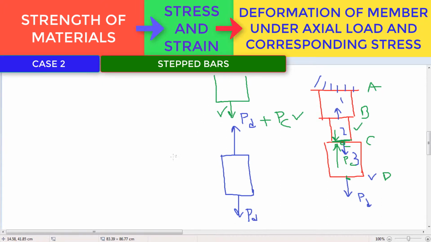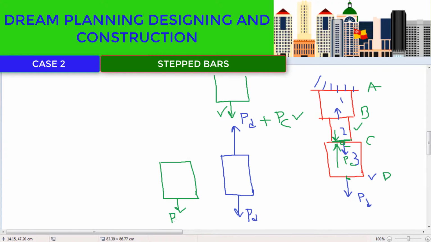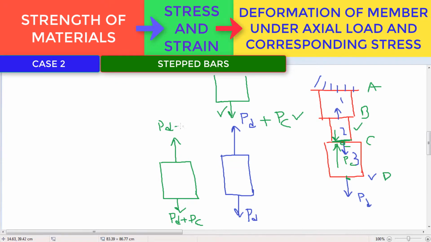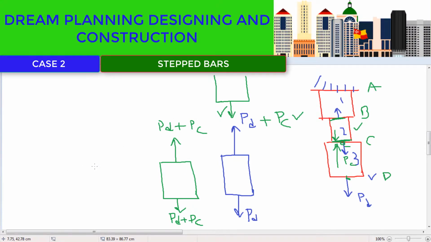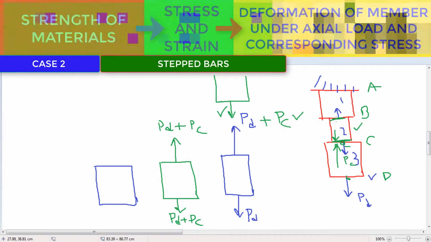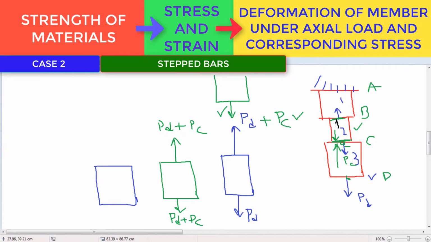Here in the second member, the total load is PD plus PC. So this force is equal and opposite on this member, so here also PD plus PC. So we reach point B. Now we draw the first member. So here in joint B, PD plus PC acts upward.